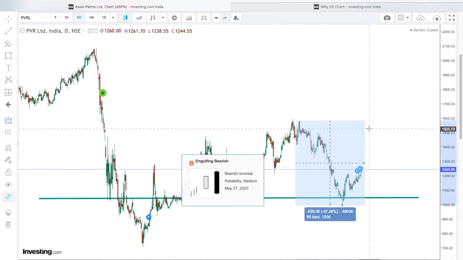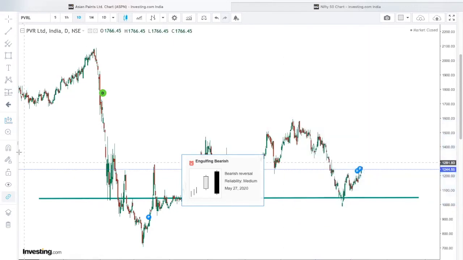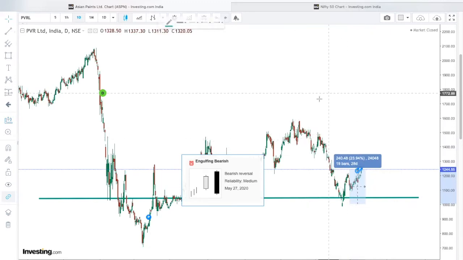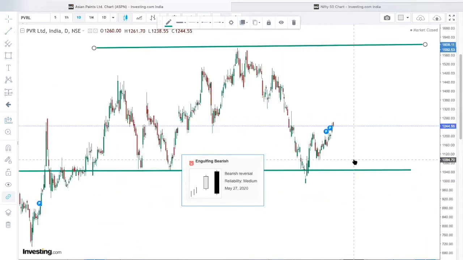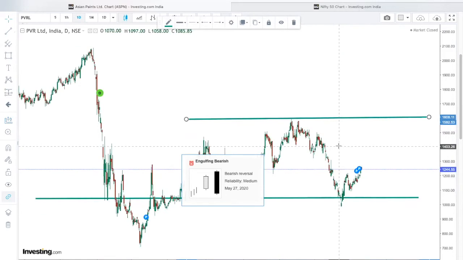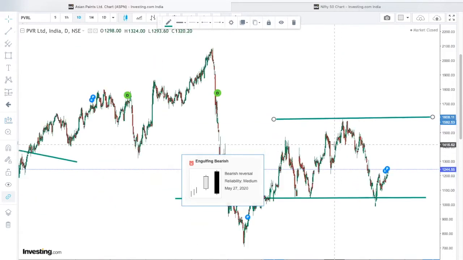It was a 37% crash. From that 37% crash, it has already recovered 22%. Another 15% or 20% and that will be the breakout. So I'm expecting everything will get set right. Definitely, if you are a long-term investor in PVR, at least 2-3 years or 5 years, then PVR is a good buy as of now.